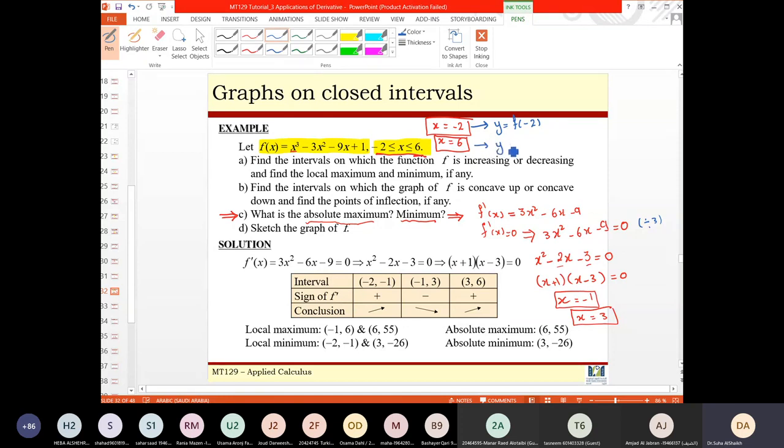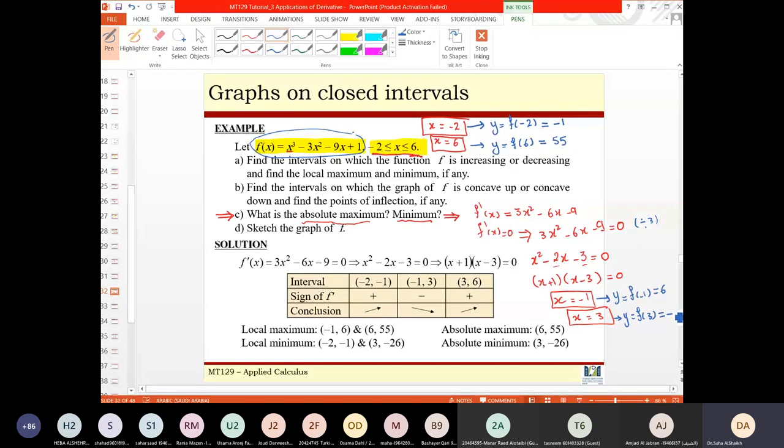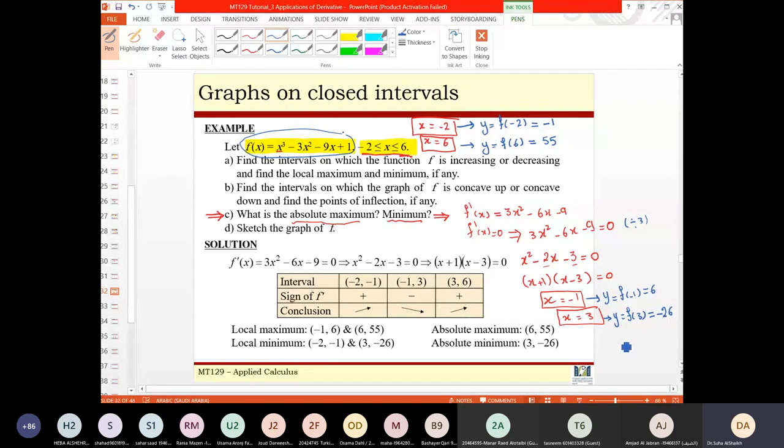How can I find the y? By finding the f of 6. How can I find the y of this one? By finding the f of minus 1. How can I find the y? By finding f at 3. f at 3 يعني بالoriginal function. The calculation for you in minus 2 راح تروح عند ال minus 1 وال 6 will go to 55 and the minus 1 will go to 6 and the 3 will go to minus 26.